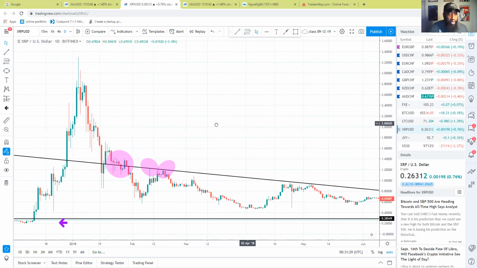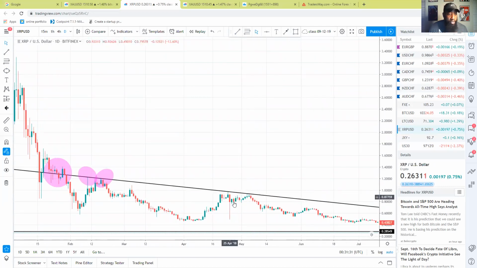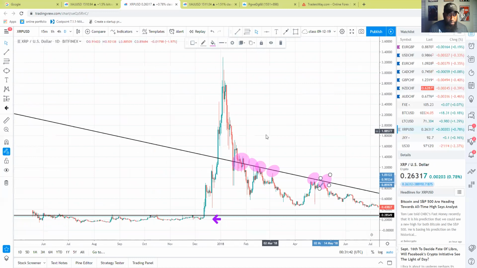So the whole time people are freaking out about Ripple or whatever it is and not paying attention to the information that's there. Every time Ripple touched or came close to this diagonal trend line, what did it do? It pushed down. And this is gonna look real familiar to you guys when I show you guys Bitcoin. It did the same exact thing.